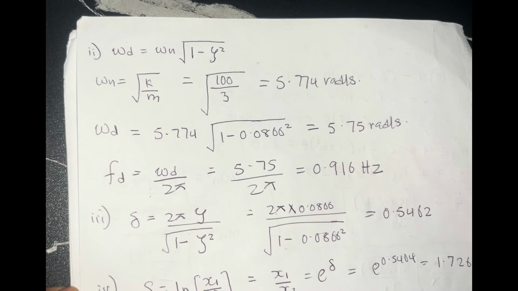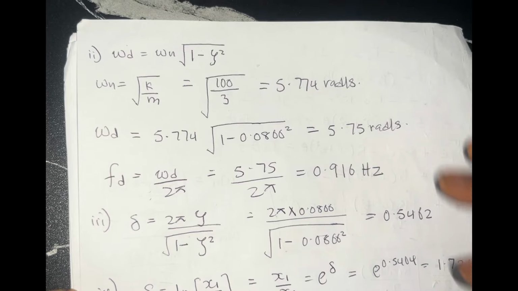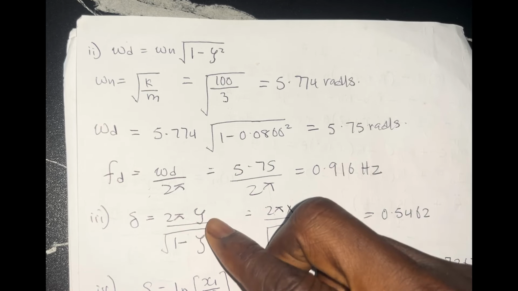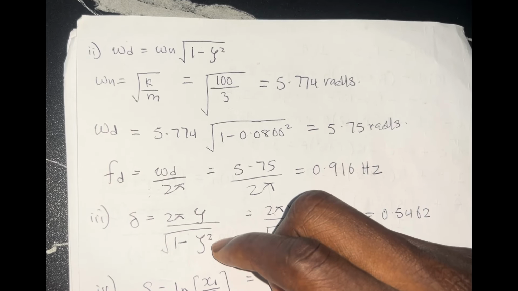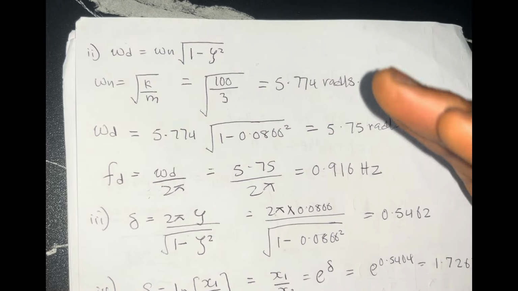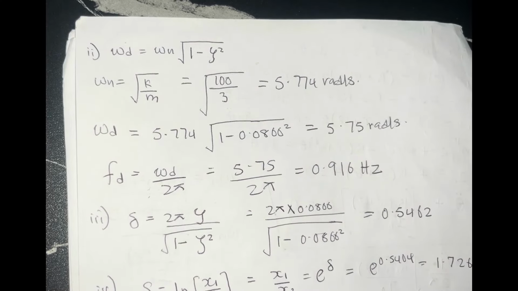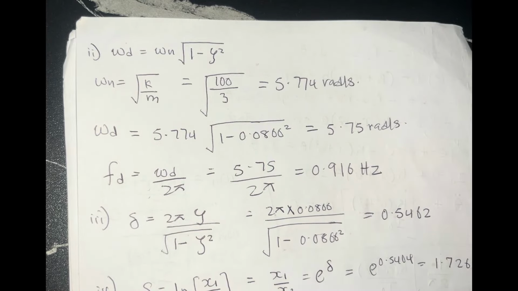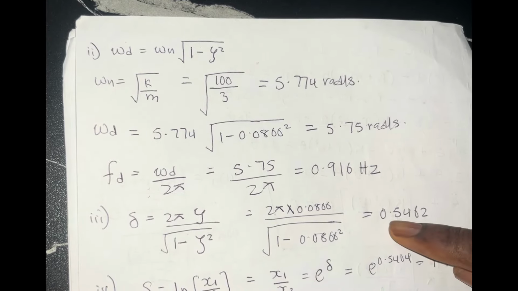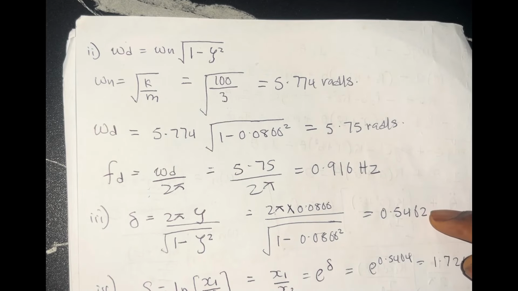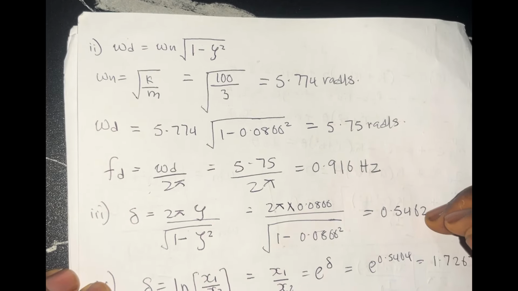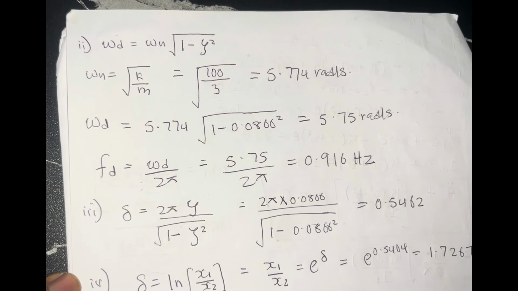Then we want to get our logarithmic decrement. To get our logarithmic decrement, our formula is 2 pi times our damping factor all over the square root of 1 minus the damping factor squared. These are standard equations that were proven from a set of other differential equations. Now we have 2 pi times 0.0866, which we obtained previously. Upon analysis, we have this to be 0.5462. So this is our logarithmic decrement.